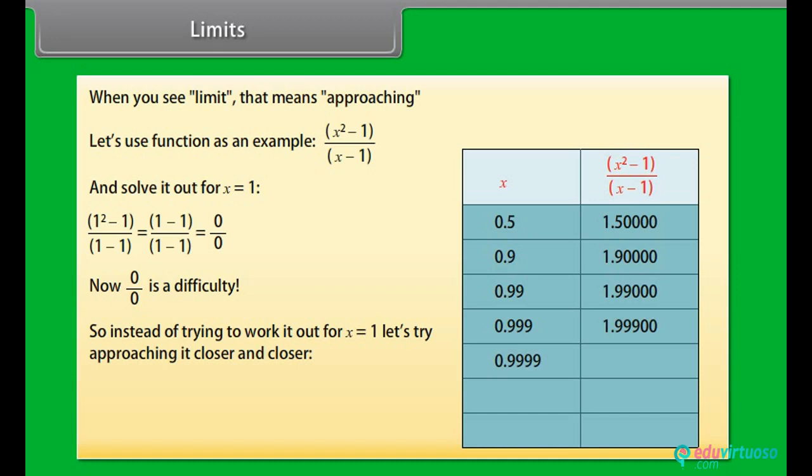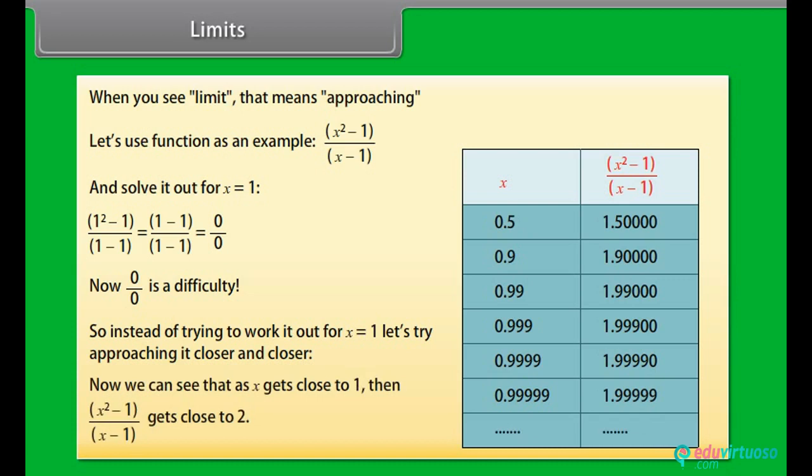For x is equal to 0.9999, the value of the function is 1.99990. For x is equal to 0.99999, the value of the function is 1.99999. Now we can see that as x gets closer to 1, then x square minus 1 by x minus 1 gets close to 2.